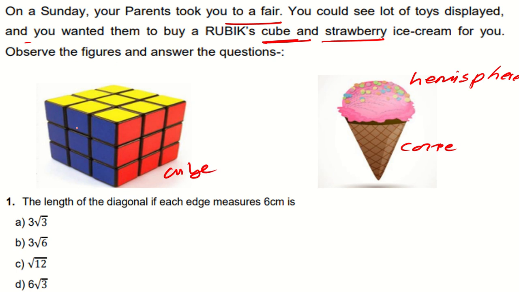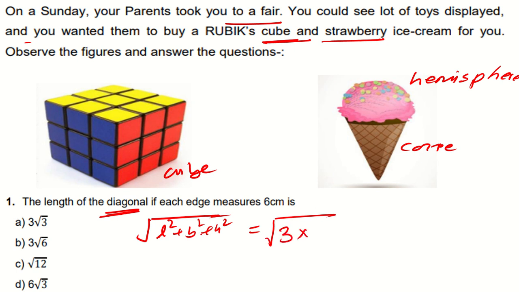So what we can do here, the length of the diagonal, if each edge, you see again we have to find the length of the diagonal. And what formula I told you? Square root of length square plus breadth square plus h square. But here it is a cube, so all the things are same. So it will be 3 times, what is the side? 6. So 6 square. It means 6 root 3 is the answer.